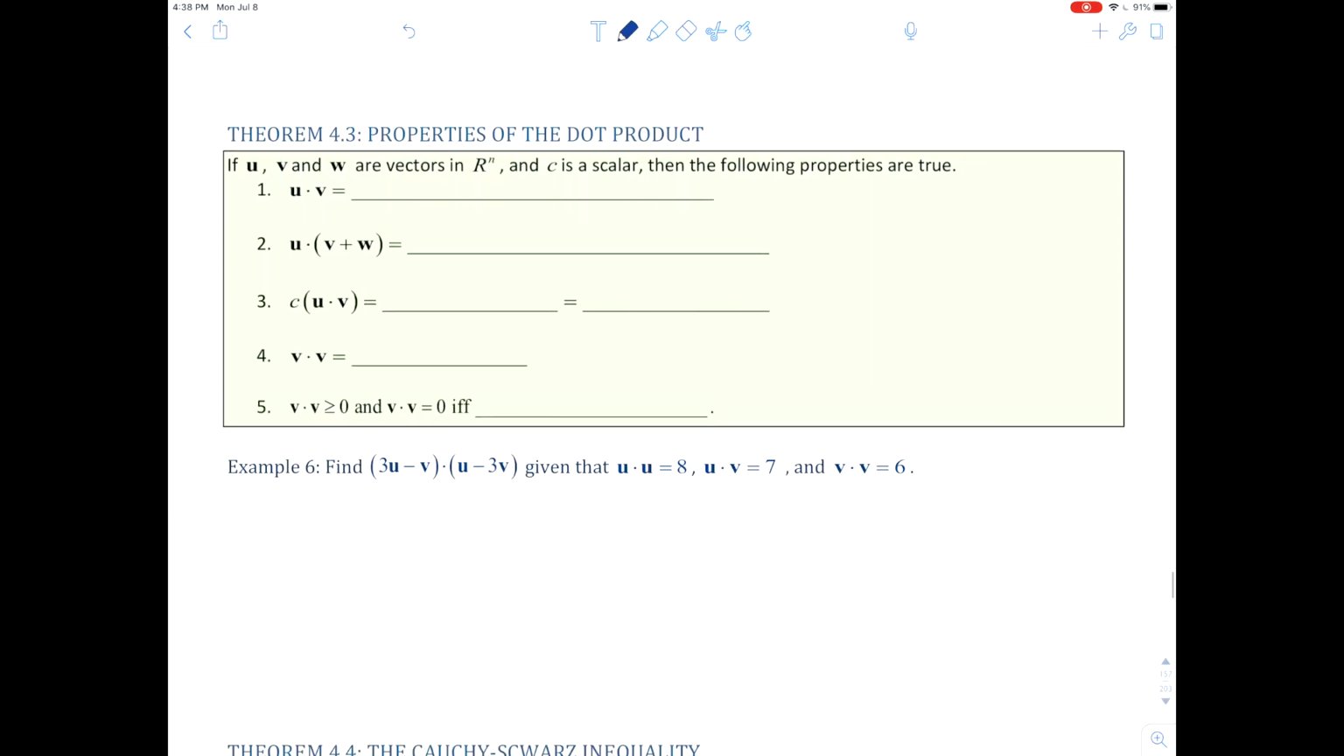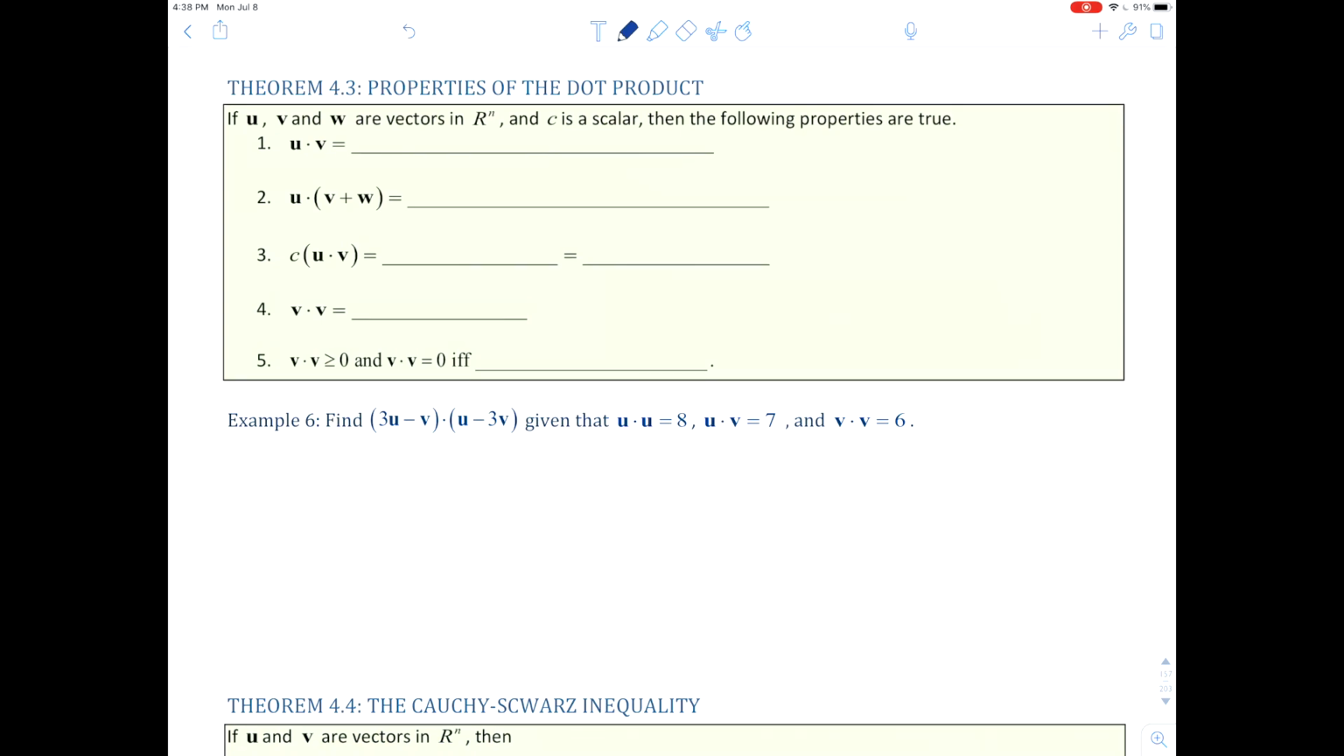Okay, so here are our properties of the dot product. If u, v, and w are vectors in Rn and c is a scalar, then the following properties are true. U dot v is equal to v dot u. U dot the sum of v and w is u dot v plus u dot w.